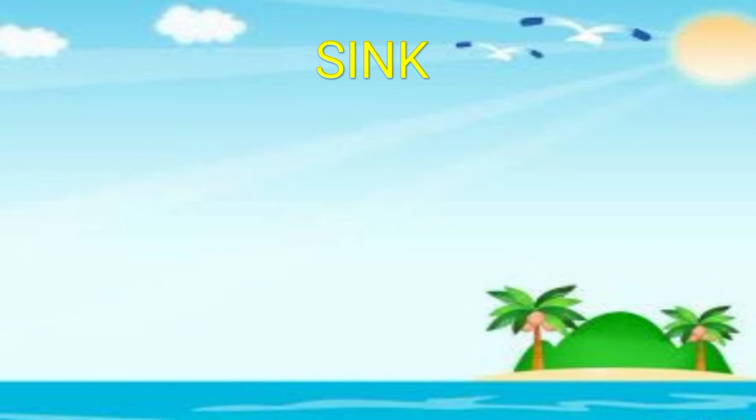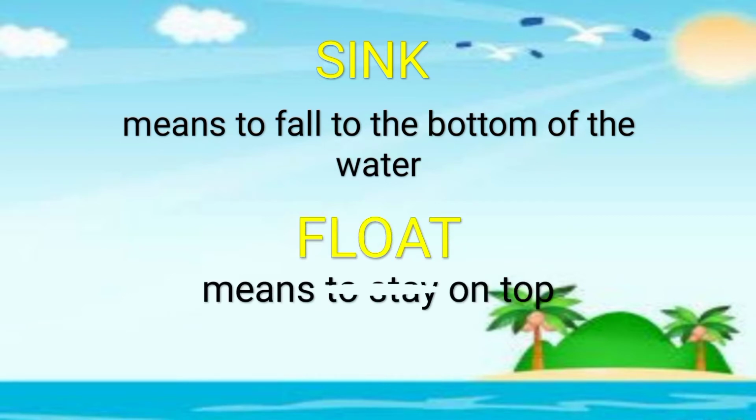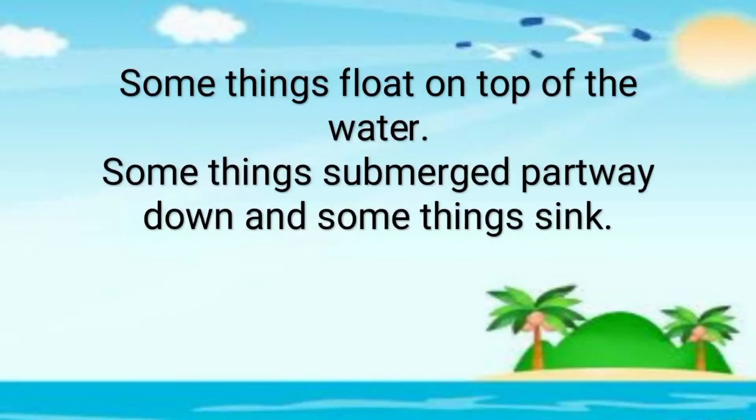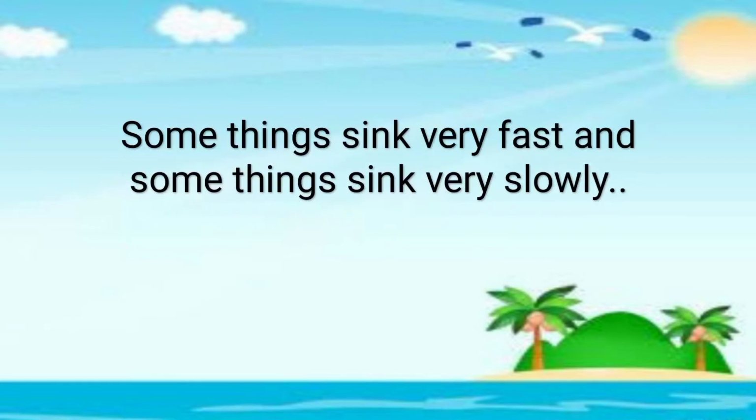Now, sink means to fall to the bottom of the water, while float means to stay on top. Some things float on top of the water. Some things submerge partway down, and some things sink. Some things sink very fast, while some things sink very slowly. Why does this happen?